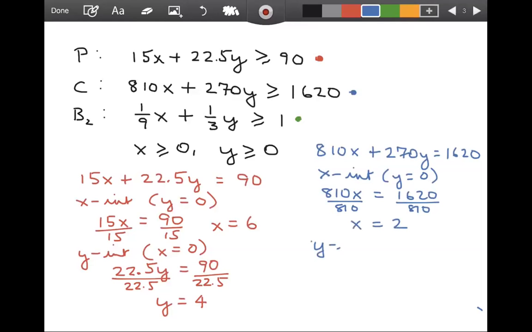And then the y-intercept is where x is 0. 270y equals 1620.